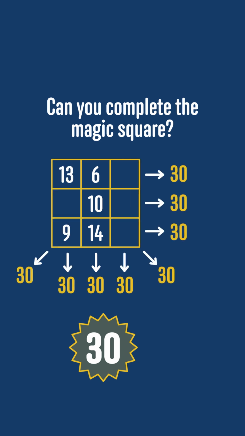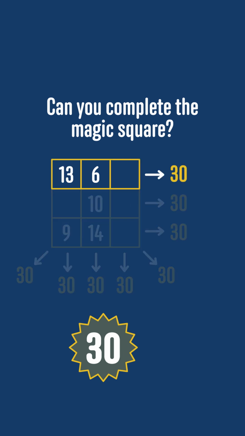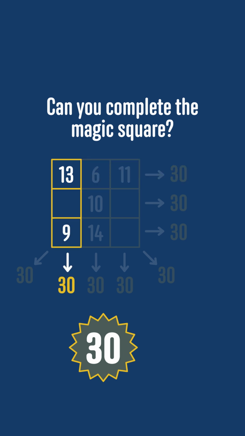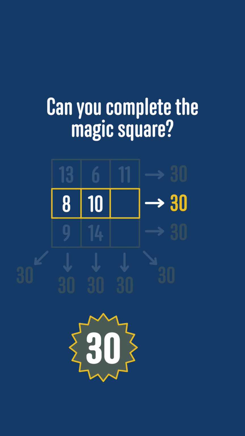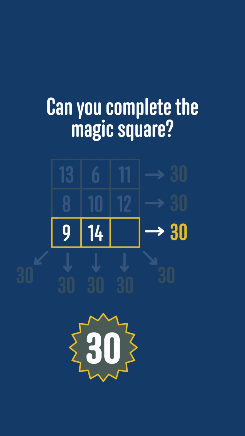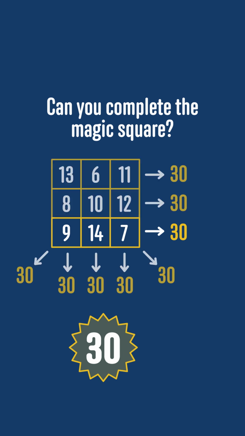From here, it's easy to use the magic total to complete the remaining cells. In the top right, we have 30 minus 13 minus 6, which is 11. In the left middle, we have 30 minus 13 minus 9, which is 8. In the right middle, we have 30 minus 8 minus 10, which is 12. And finally, in the bottom right, we have 30 minus 9 minus 14, which is 7, and the magic square is complete.